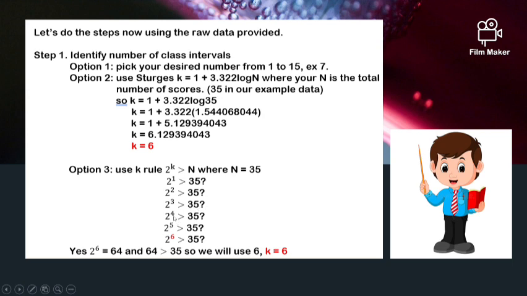Okay, next you replace it with 4. So 2 raised to 4. What is 2 raised to 4? Obviously that's 16. 16 is not greater than 35, right? So you're not going to choose that.